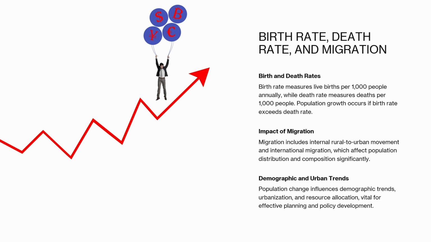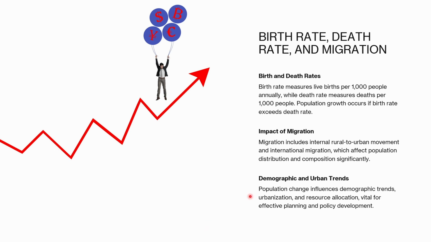Birth rate. What is birth rate? Birth rate measures live births per thousand people, or the number of live births per thousand people. Death rate means the number of deaths per thousand people. Next is migration. These three things are very important. Birth rate is going to decide the population, second is death rate, and third is migration. Migration means the movement of people in and out of a particular area.